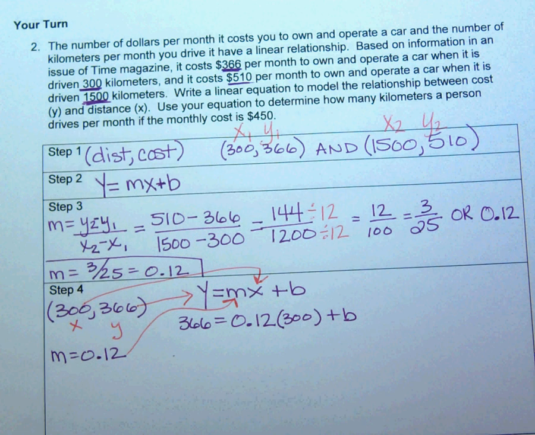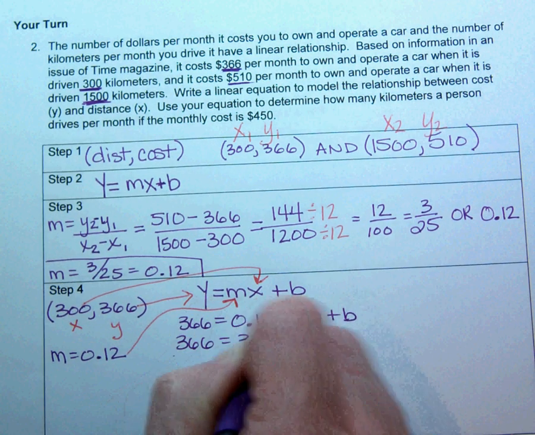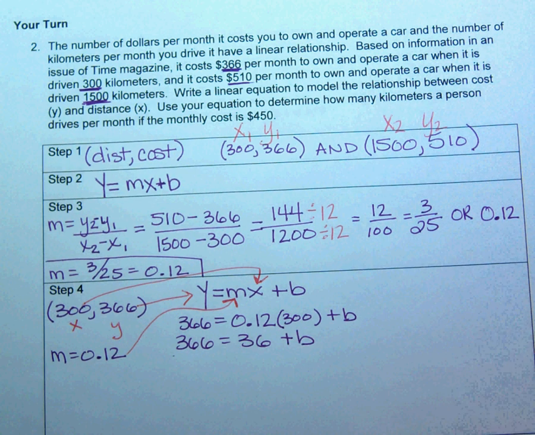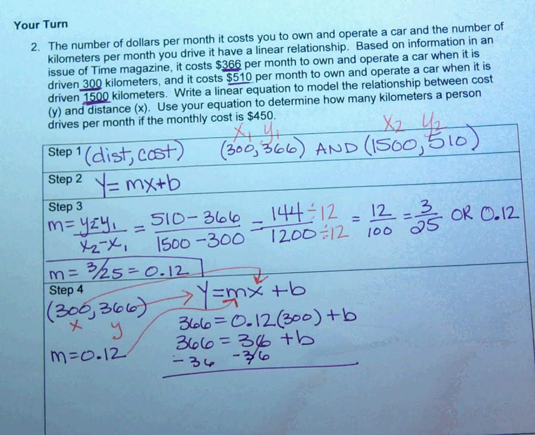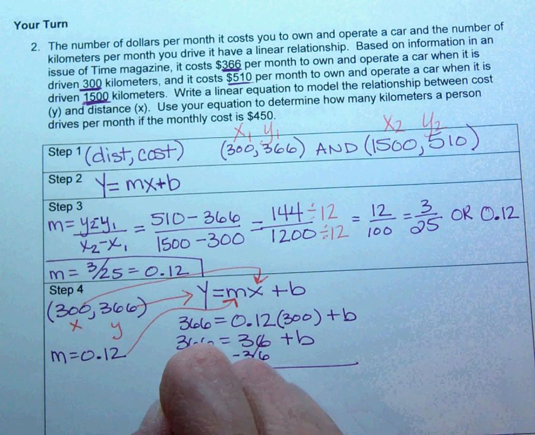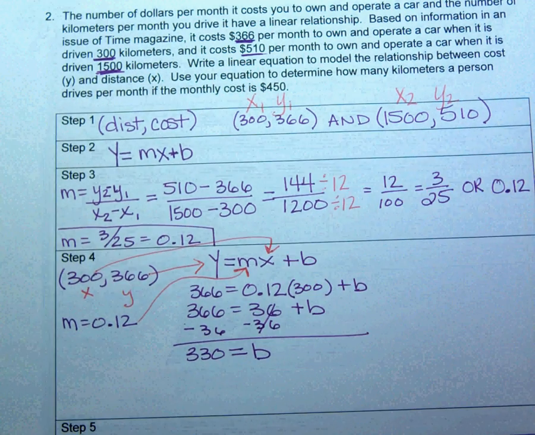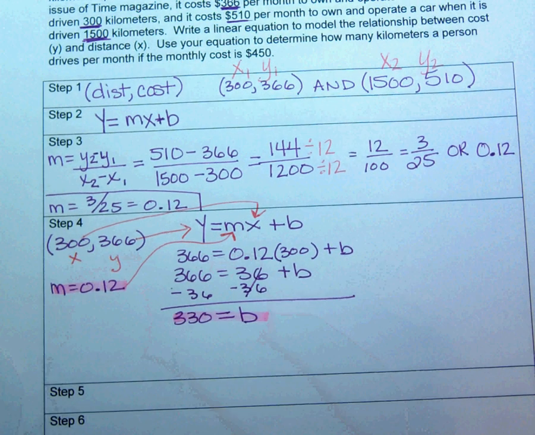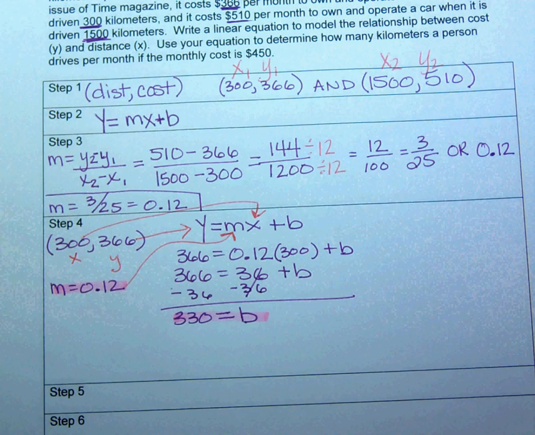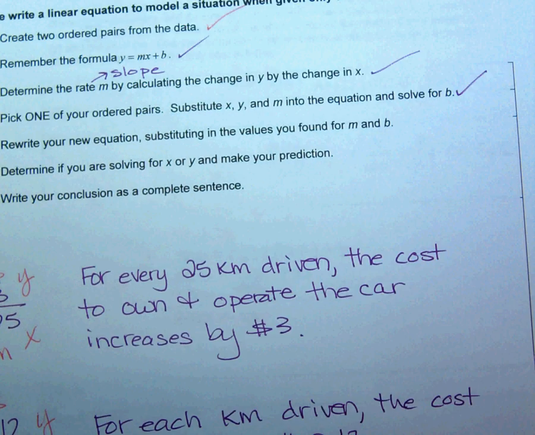So 366 equals 0.12 times 300 plus b, so that's 36. So 366 equals 36 plus b. Subtract 36 from both sides, and we get 330. So b equals $330. So now I'm going to take these two, slope and y-intercept, and that's going to get me my equation. Alright, so we've done step 4. Pick one of your ordered pairs, and we solved for b.